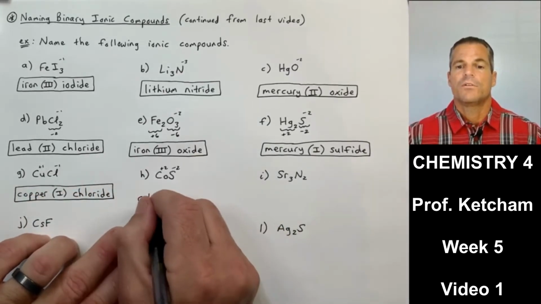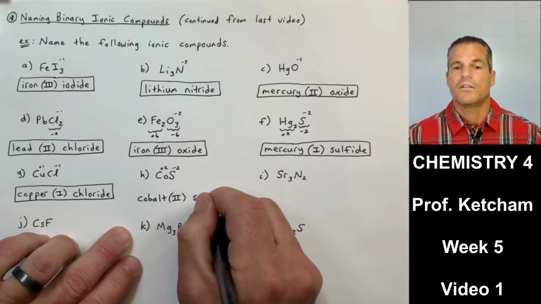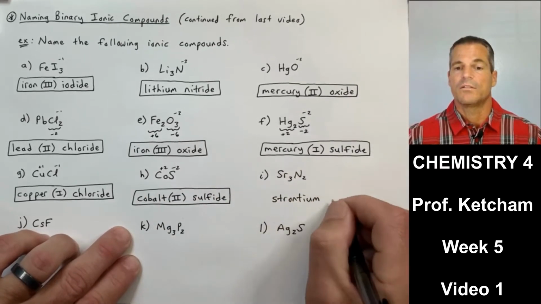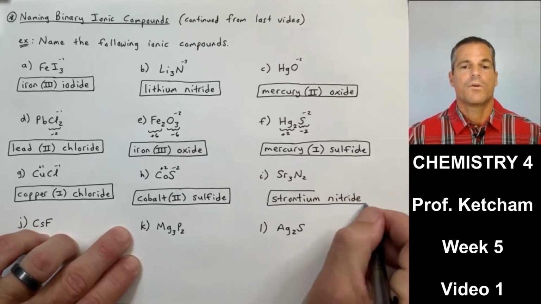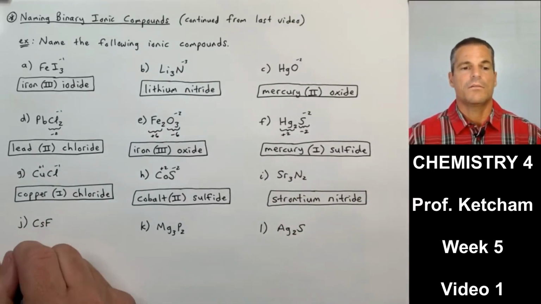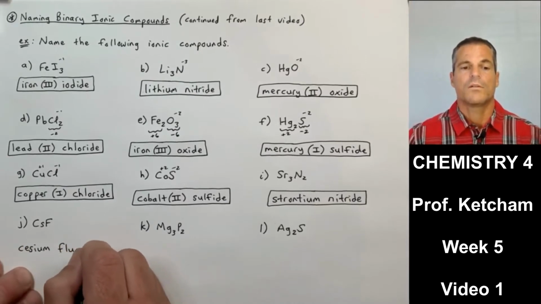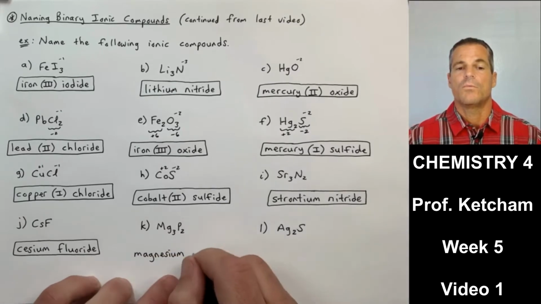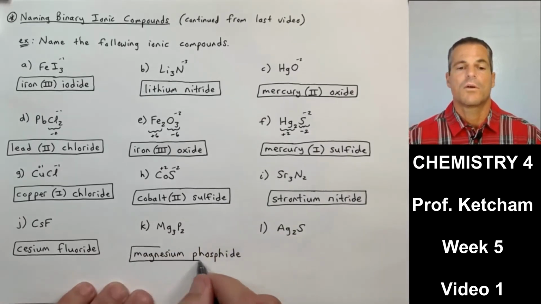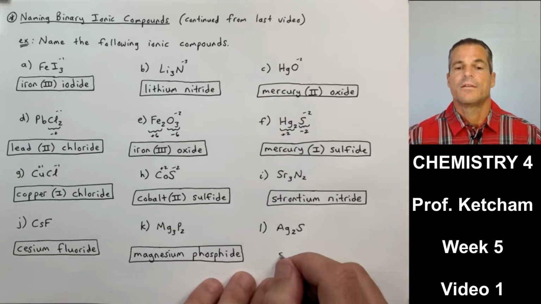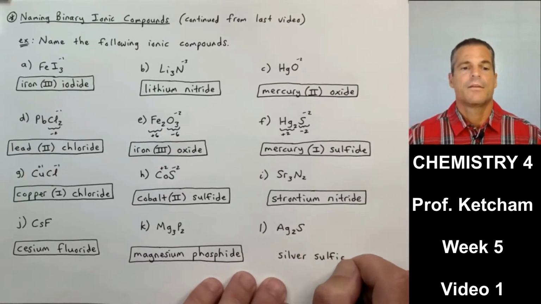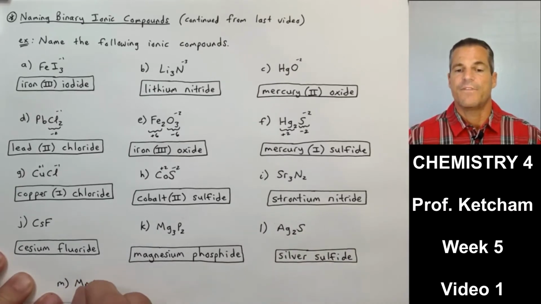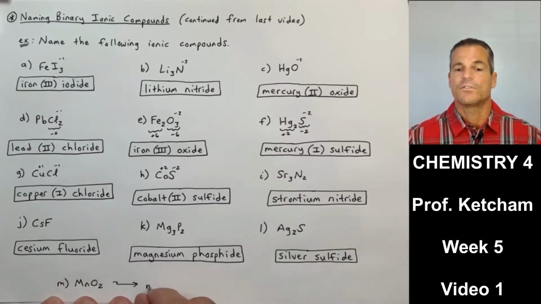F, we know sulfur is a -2, so the total on the left for mercury has to be a +2. And since there's 2 of them, it's mercury(I) sulfide. For G, CuCl, copper(I) chloride. For H, the -2 on sulfur tells me cobalt must be a +2. Cobalt(II) sulfide. I, strontium nitride. J, cesium fluoride. K, magnesium phosphide, and L, silver sulfide.